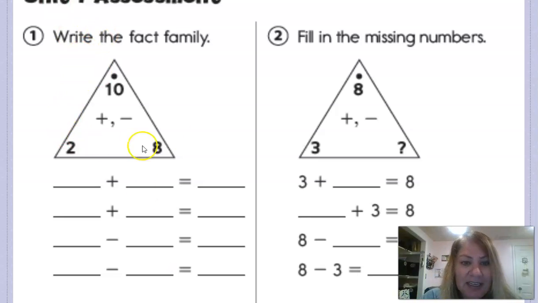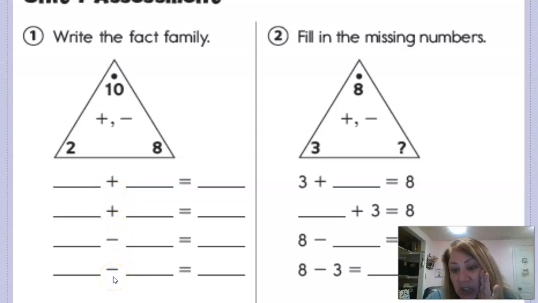So number one, we're looking at right here. You can see me moving my little mouse around on it. It's the fact family triangle. And I want you to write the 4 facts that you could do within this fact family triangle. What are the 4 number sentences you can write? Now you can see that there's 2 that are addition and there are 2 that are subtraction.